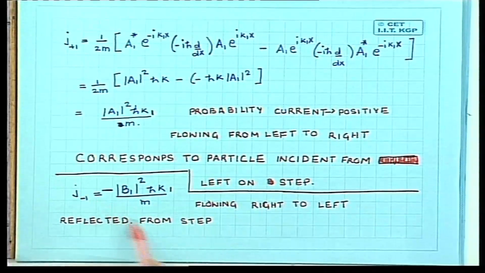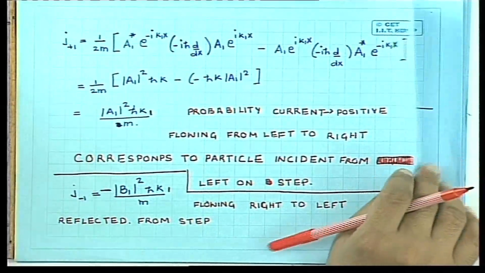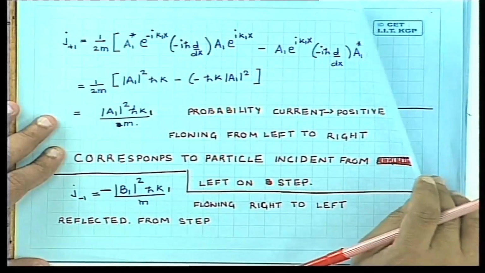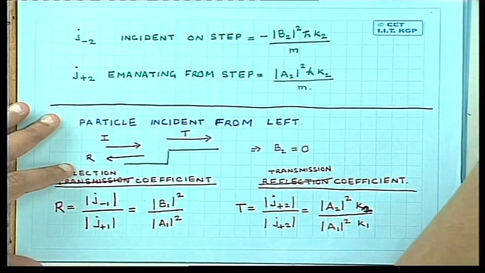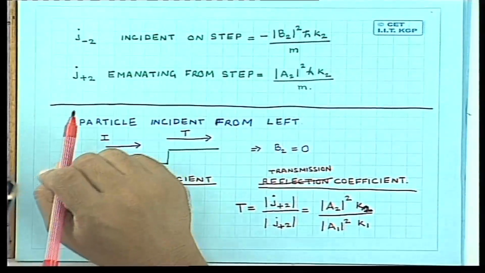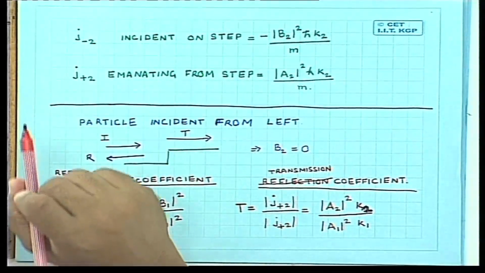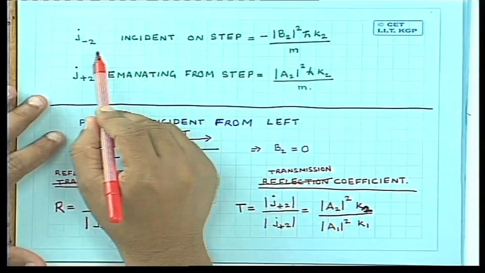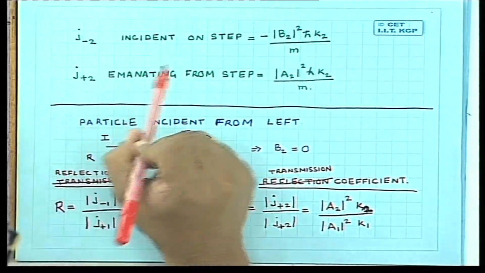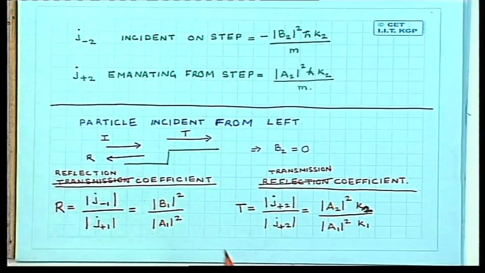So the probability current flows along the negative x direction, and this you can interpret as a particle moving from right to left. So this is something which is reflected or emitted, which emanates. This corresponds to some part of the wave which emanates from the potential step. Similarly, j minus 2 corresponds to the part of psi 2, the probability current of the part of psi 2, which is incident on the step from the right to left.